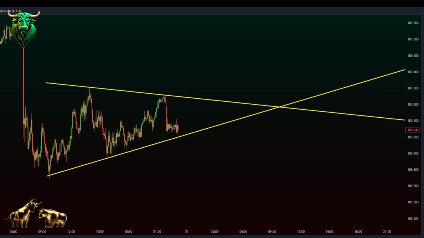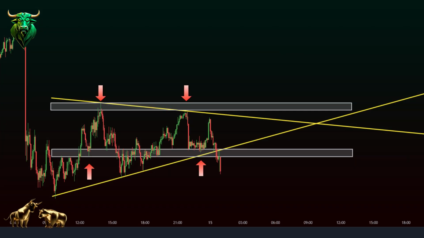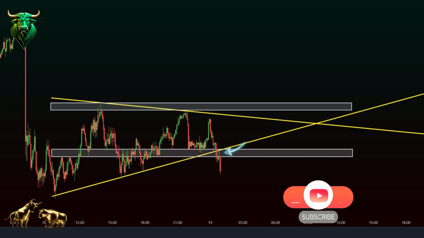Now, let's draw the support and resistance lines. We can see that the candles have hit them multiple times. Now, let's wait for the price to break the support line. Here, both the lower triangle line and the support line are broken.